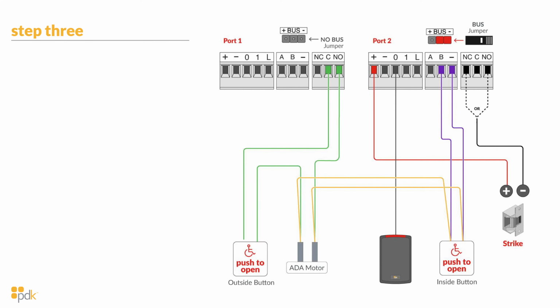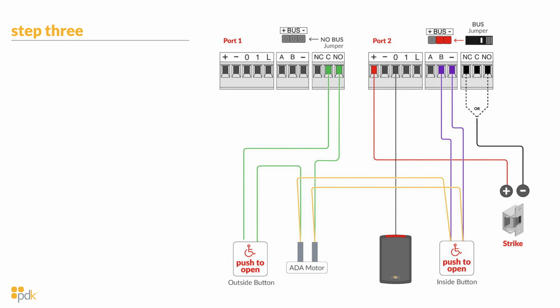It doesn't do us any good to activate the ADA motor if, when we activate the ADA motor, the strike is not opened at the same time, because then the ADA motor just pushes against the strike, and it's bad for both pieces of equipment. So we need to program the system to release both the ADA motor and the strike at the exact same time, and that is why we have the inside button tied into the B and negative.